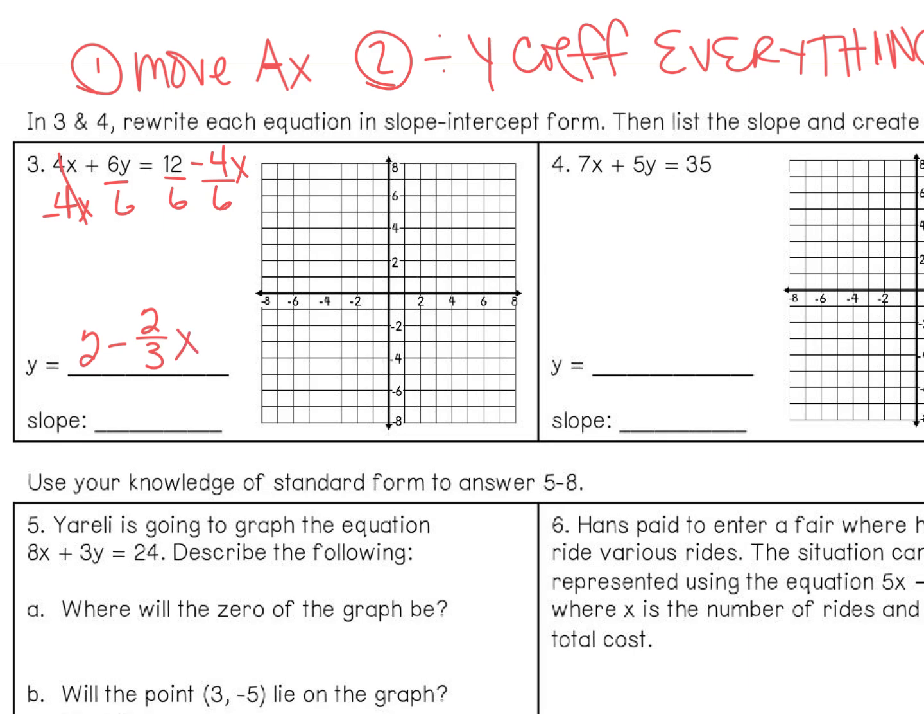There's our equation. If you don't like it written like that, you can write y equals negative 2/3 x plus 2. That's the same thing. What's our slope? Negative 2/3. So this graph should go down. If we're going to graph it, we'll start at our b. We're going to count down 2 over 3. And there's our line.